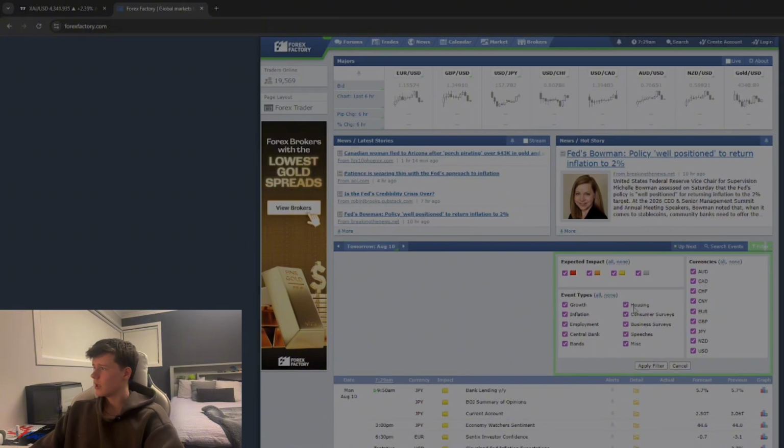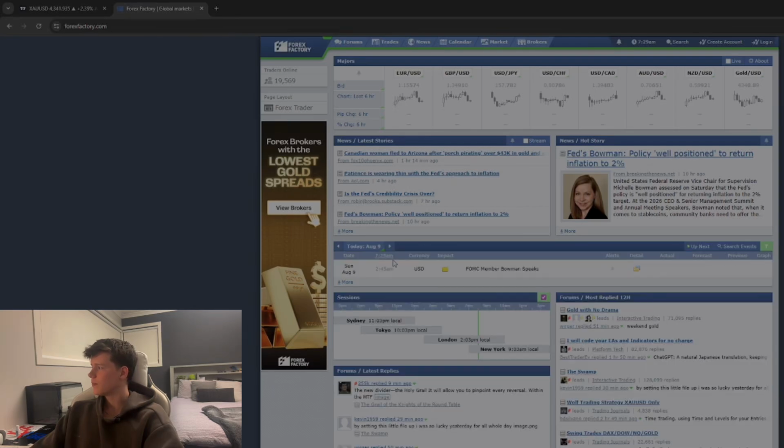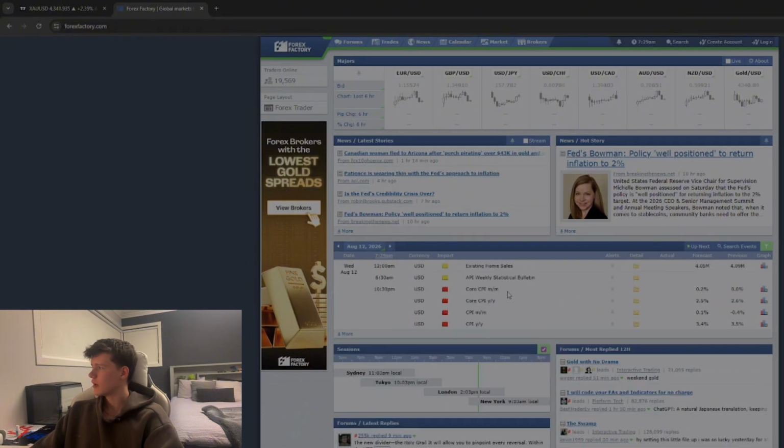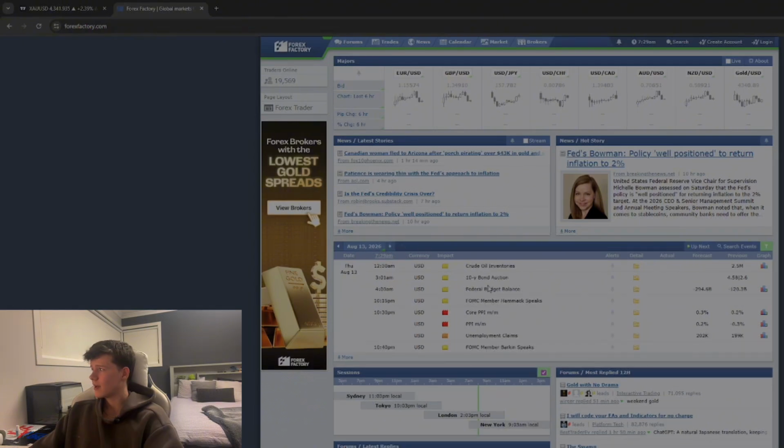You can also filter through here based on what you trade. So I don't trade any of this, so I don't need it. The only one I trade is US because I trade gold. So we can go here. As you can see, nothing on Tuesday. Wednesday, we've got core CPI, CPI, CPI. So definitely will not be trading on Wednesday because CPI messes with the market so much and it is really hard to actually place trades on the market with a high probability. So we will not be trading on that day.